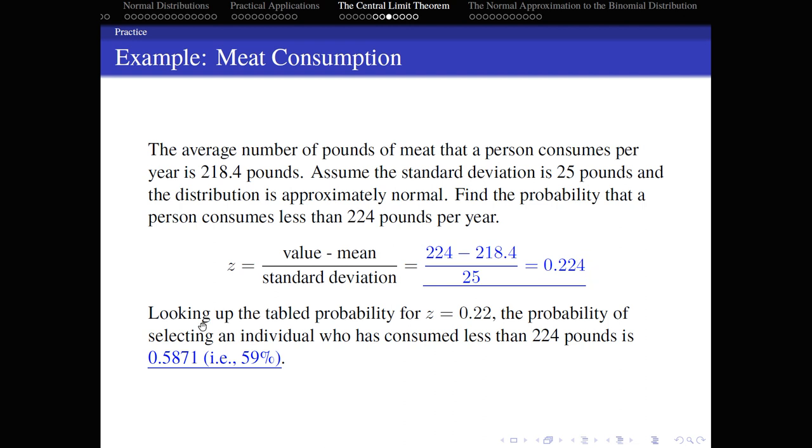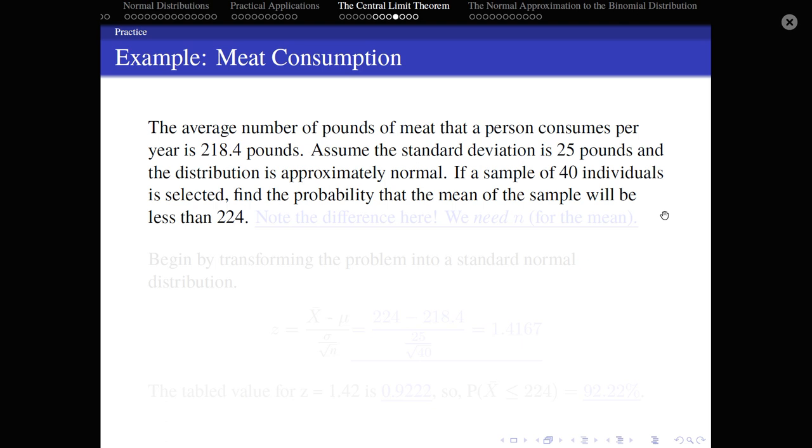Looking up this probability in the table, I find that it's just the straight lookup one because it's on the left. So in the table we've got 0.5871, so about 59%. So in this case, the probability that a person consumes less than 225 pounds of meat per year is about 59% according to this data set. And again, this is the old way that we would do this, not because it's any less useful, but because we're looking at a person. We're looking at the probability that a person consumes less, not that the mean of a group of people.